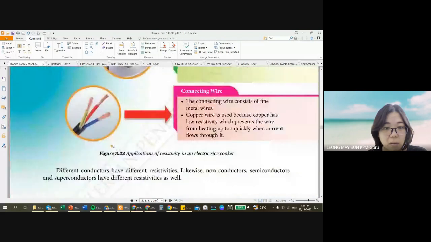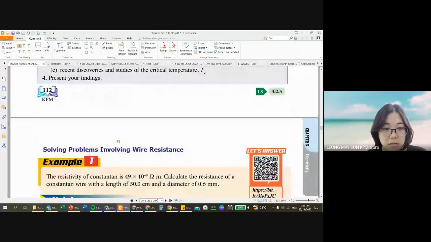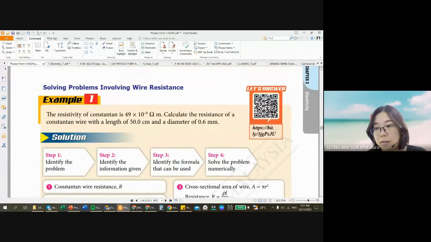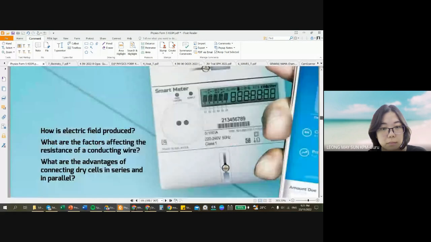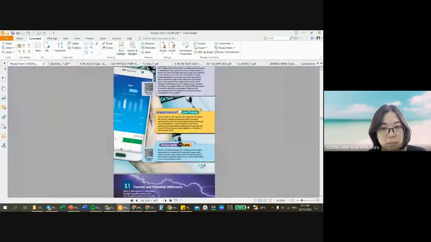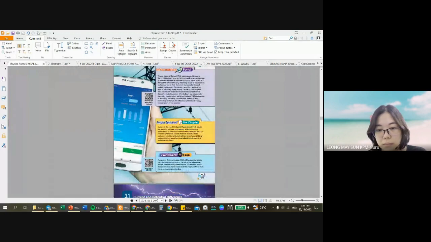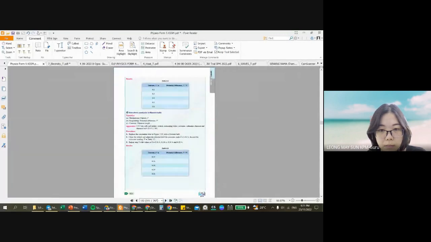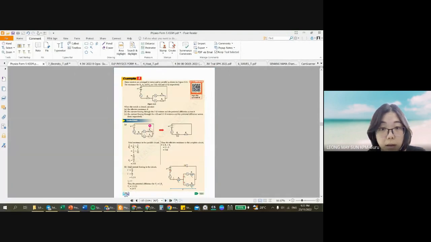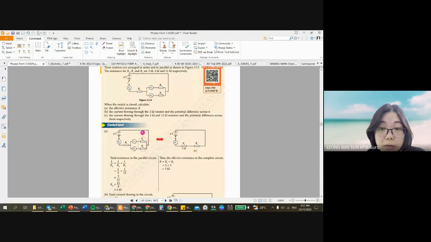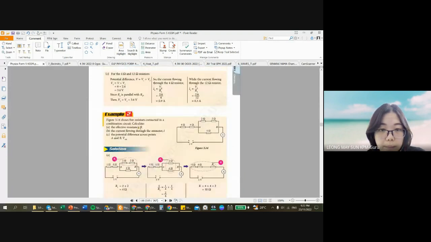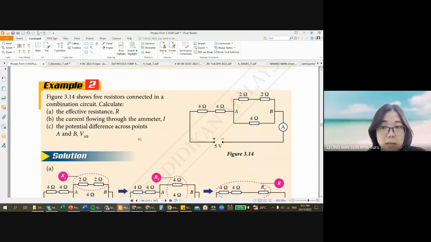Where is the formative practice? Okay. Formative practice, can't use. I'll just take an example which I think is quite difficult. Okay, maybe I'll just directly explain example 2 to you guys.